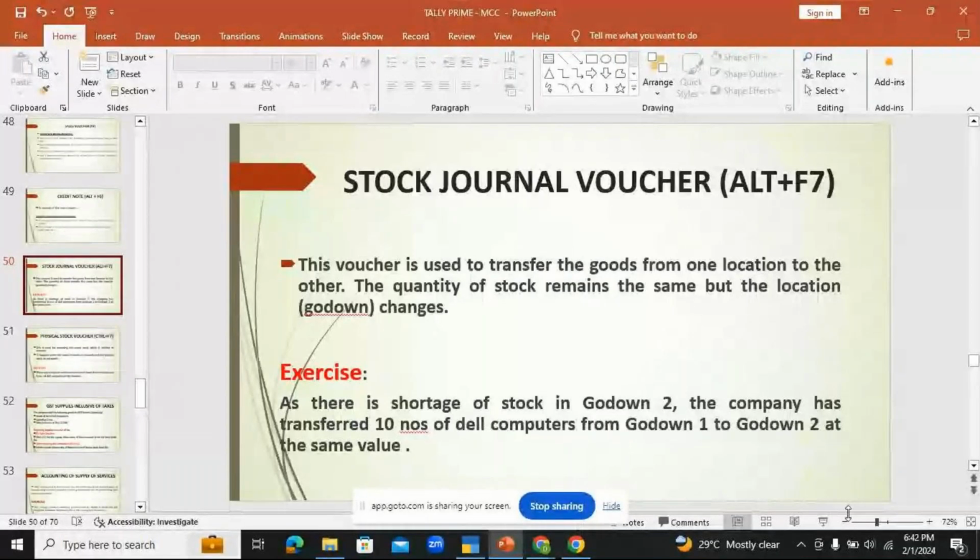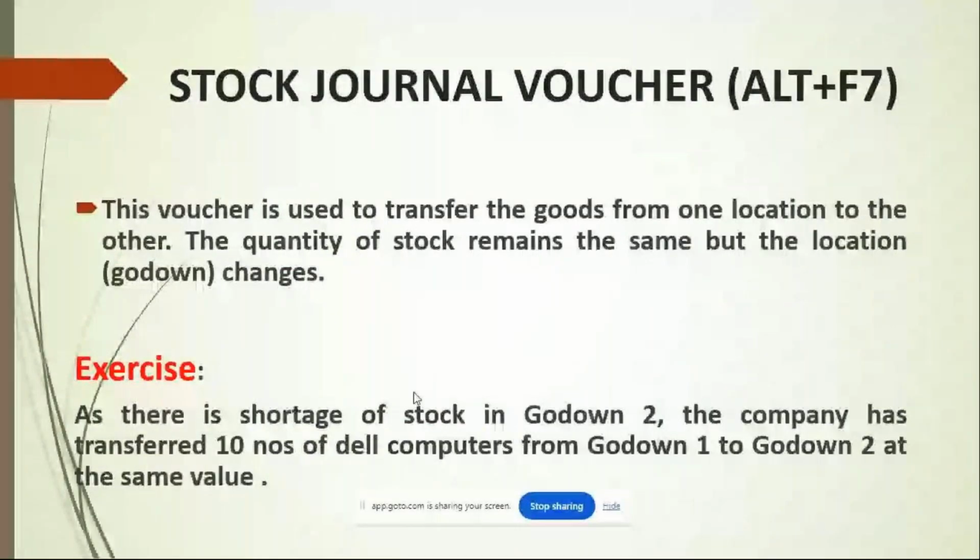Yes, this is what we had discussed yesterday: the function key for stock journal is Alt F7, and the stock journal voucher is mainly used for stock transfer of goods from one godown to the other godown, where the quantity of the stock remains the same but the place or location changes. As there is a shortage of stock in godown 2, the company has transferred 10 Dell computers from godown 1 to godown 2 at the same value.